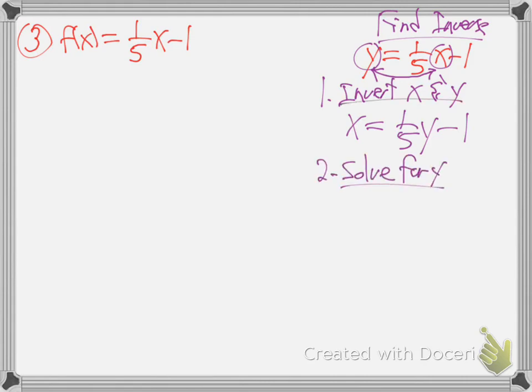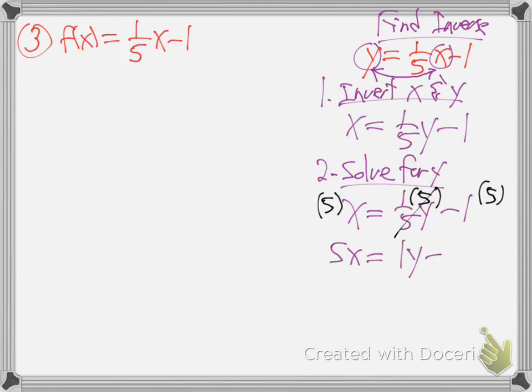So we invert x and y, we solve for y. So how do I take this equation and solve for y? Well, whenever you have fractions, if you've got more steps to go, it's best to just get rid of them. So I'm going to multiply by the common denominator. So multiply through by 5. It cancels there in the middle. And so we get 5x is 1y minus 5.